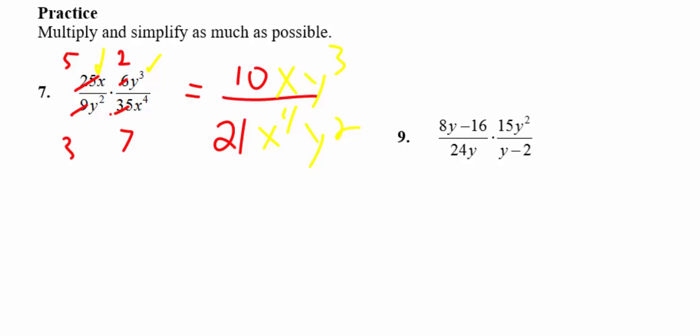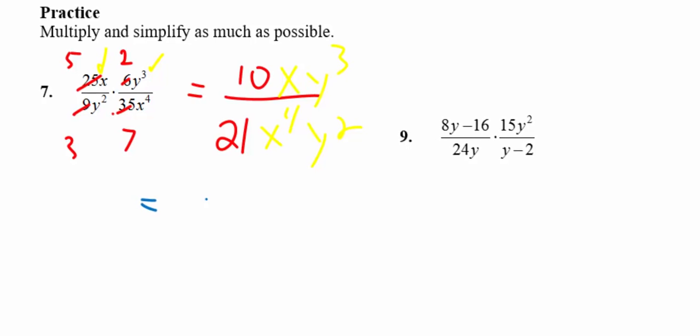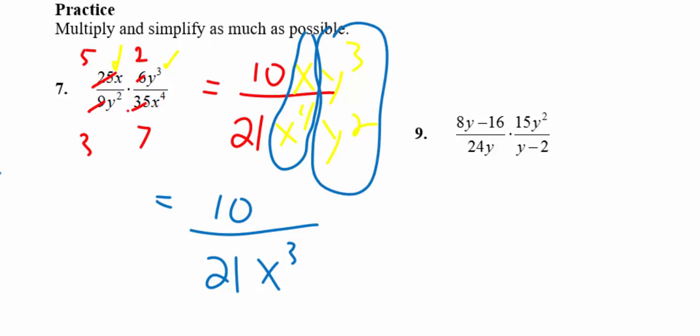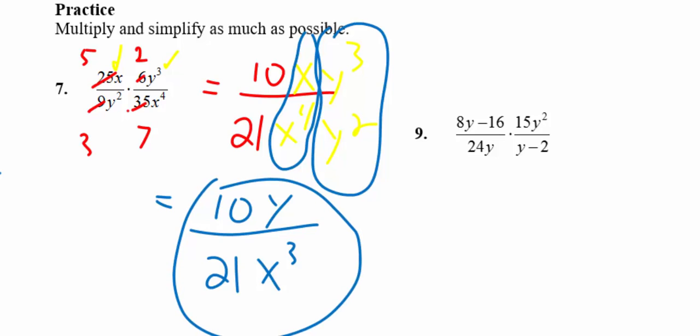So we have the 10 over 21. That's not going to change. But if I have an x to the 1 over x to the 4, that's going to become x cubed on the bottom. And then on the top, I have y cubed over y squared. That's going to leave me with just a y on the top. Okay? And that would be my final answer: 10y over 21x cubed.